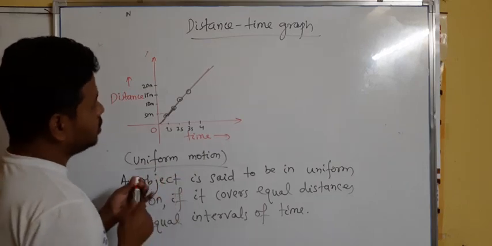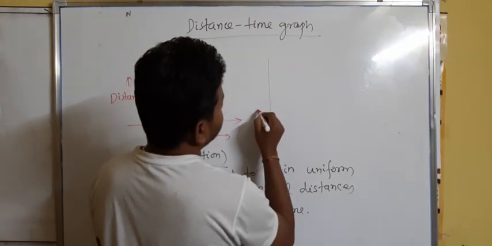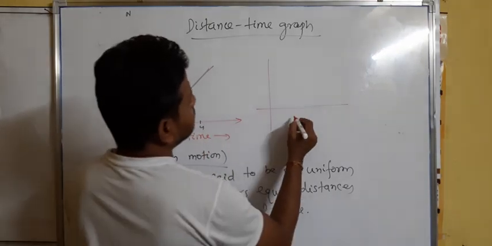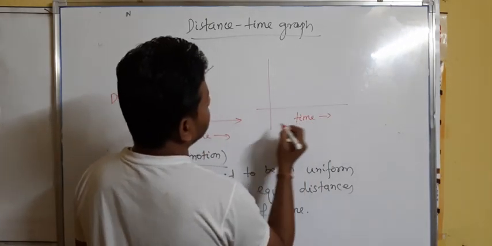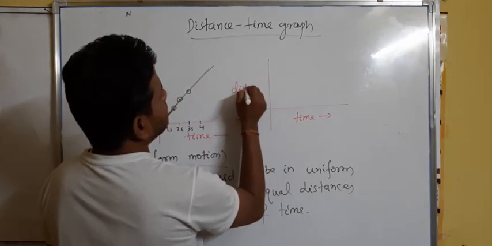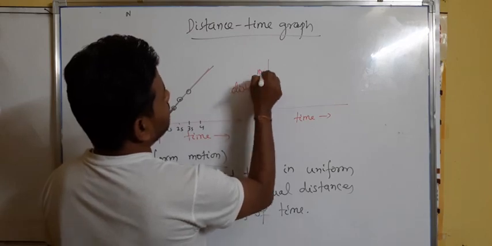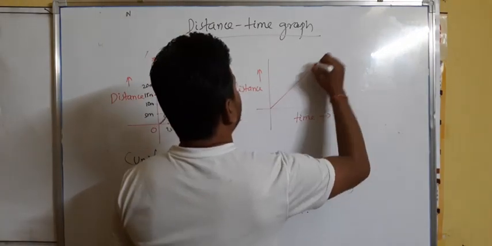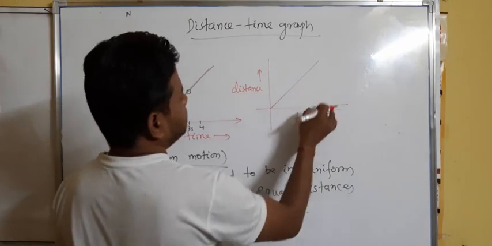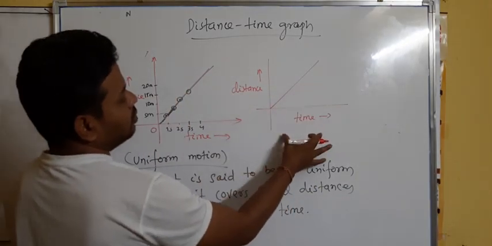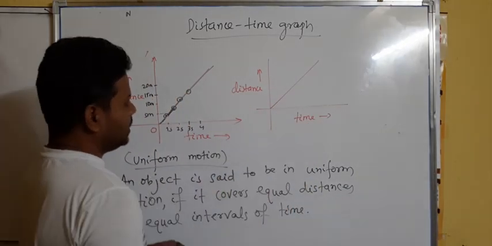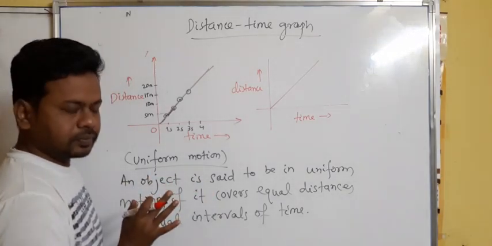Sometimes it is asked to draw the distance time graph for a uniform motion. So what you have to do is draw like this. You do not have to mention any value here. Simply write time on the x-axis, distance on the y-axis, and draw a straight line. So this is the graph of an object which is in uniform motion.